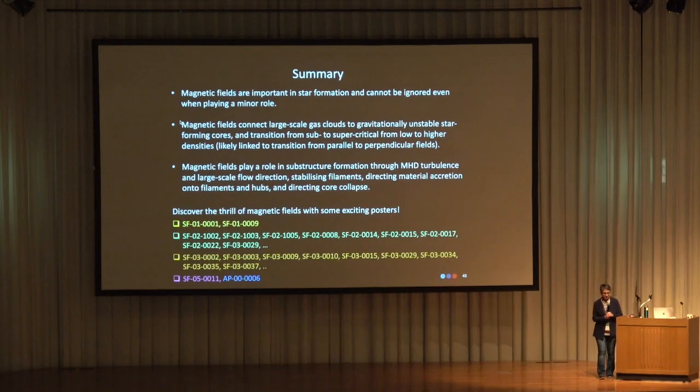So in the studies that I remember off the top of my head, they have been indirect. And also combining, for example, feedback with magnetic fields, they can further reduce the star formation efficiency. I don't know if Kate has something else to say.